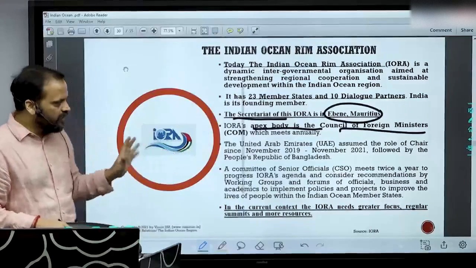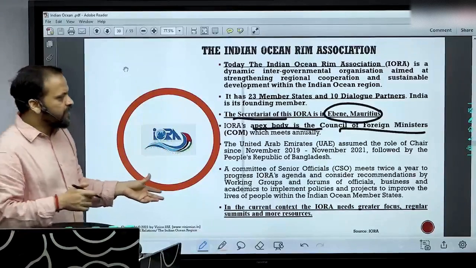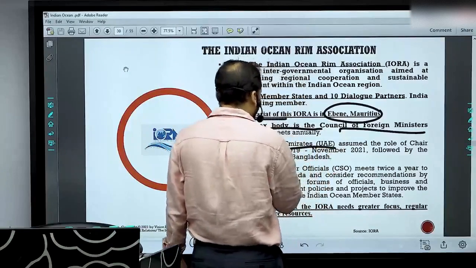That is the regular meeting. जरूरी नहीं आप ये याद करें. Right? Sometimes what is expected is which country chairs the particular grouping.